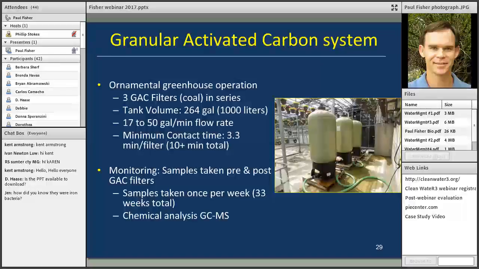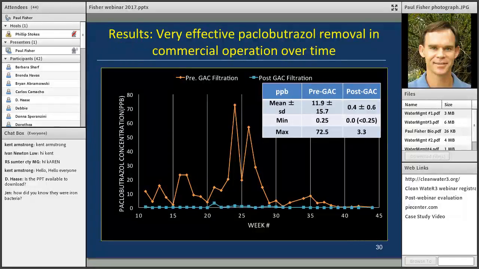Each filter was 264 gallons, or 1,000 liters, in size. The flow rate was up to 50 gallons per minute, which is close to 200 liters per minute. So the maximum contact time was around 3.3 minutes per filter, or 10 minutes in total. We did some analysis here with my graduate student, George Grant, and we ran some experiments using different numbers of filters. The grower also did an excellent job of sending samples into a lab before and after filtration every week over a period of a year.